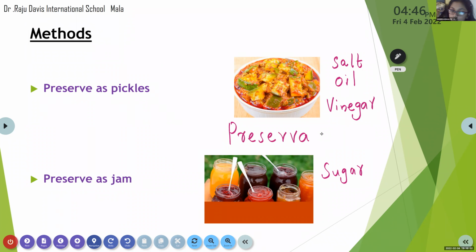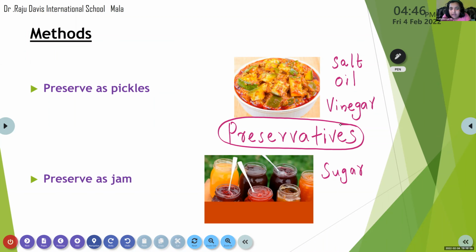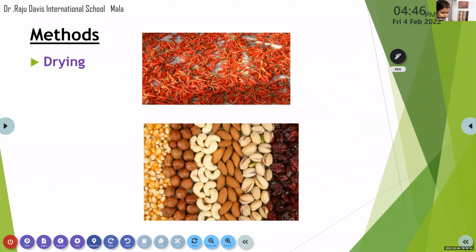Preservatives. So Catherine, Lijo, what is meant by these preservatives? The things that we put in the food to make it better. Better, that means long lasting, is it? Without getting spoiled, we add these substances. So when we make this pickle, which are the preservatives we add? Salt, oil, and vinegar.